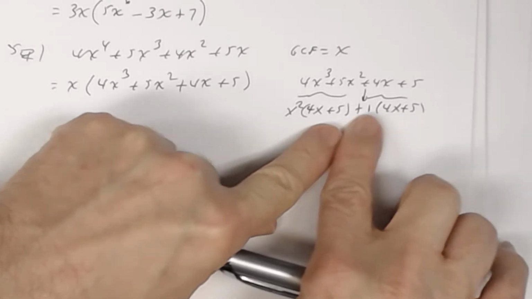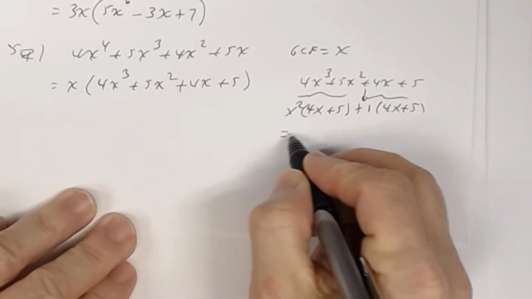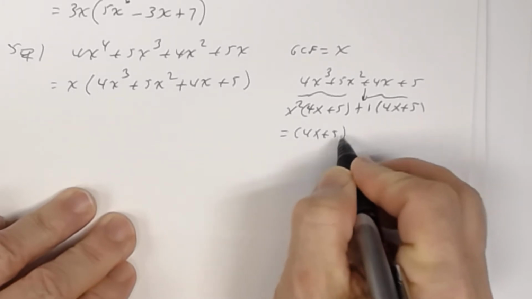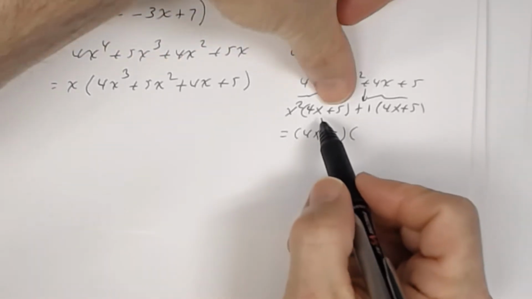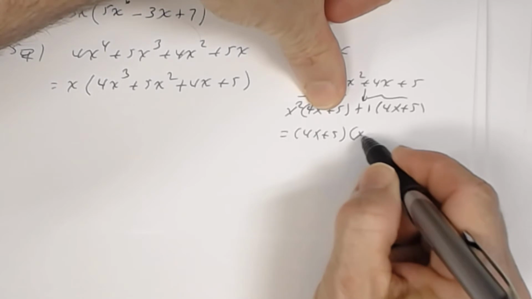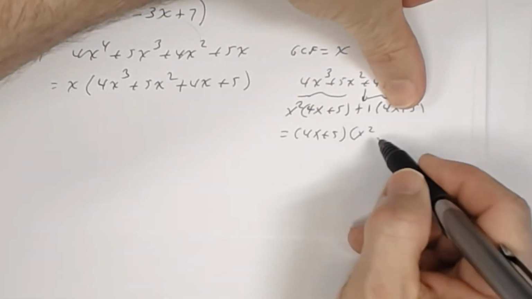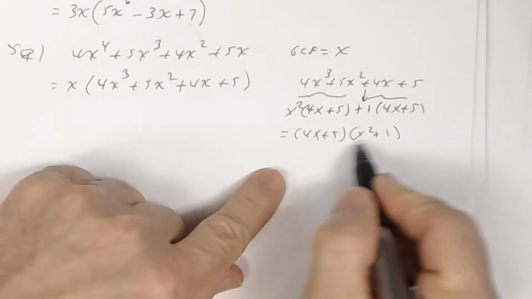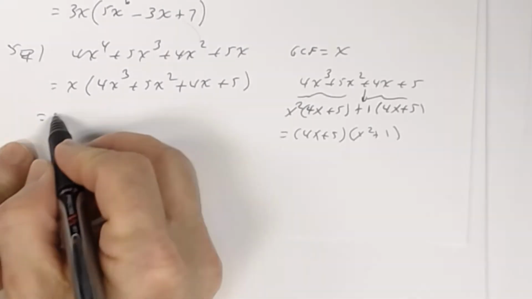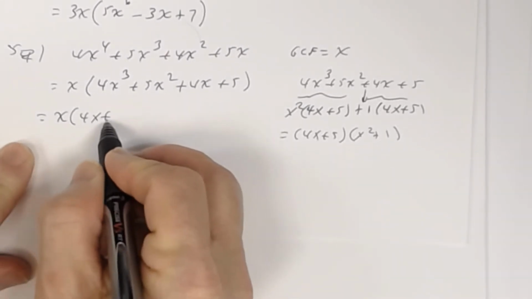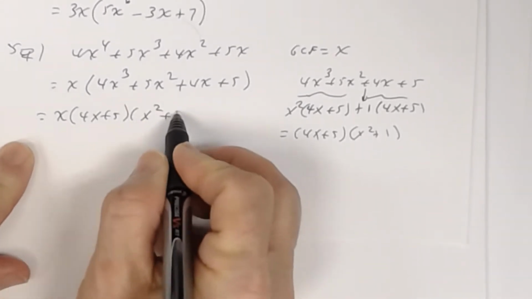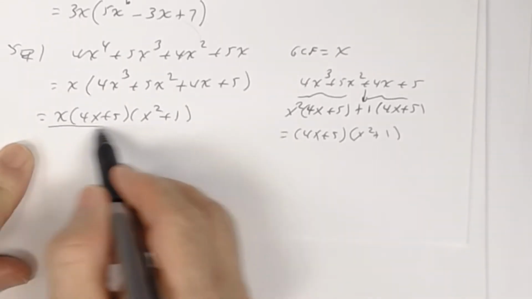So again, that means you can factor out a 4x plus 5. So I get 4x plus 5 times, and then when you factor out this 4x plus 5 here, you're left with x squared. And then when you factor out the 4x plus 5 here, you're left with plus 1. So that goes here. So I get x times 4x plus 5 times x squared plus 1. Okay? So that will be the answer there.